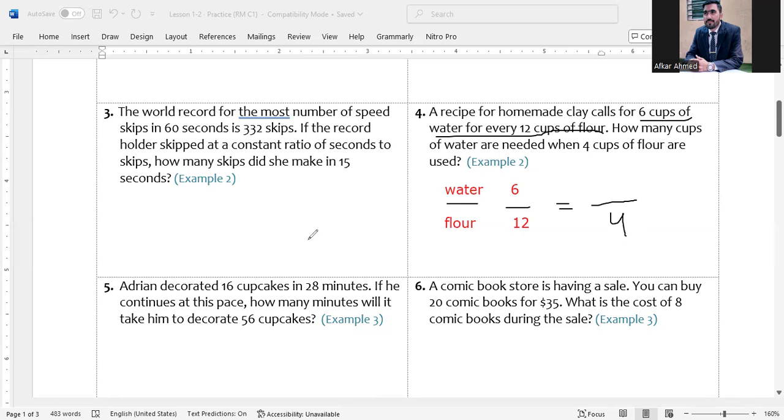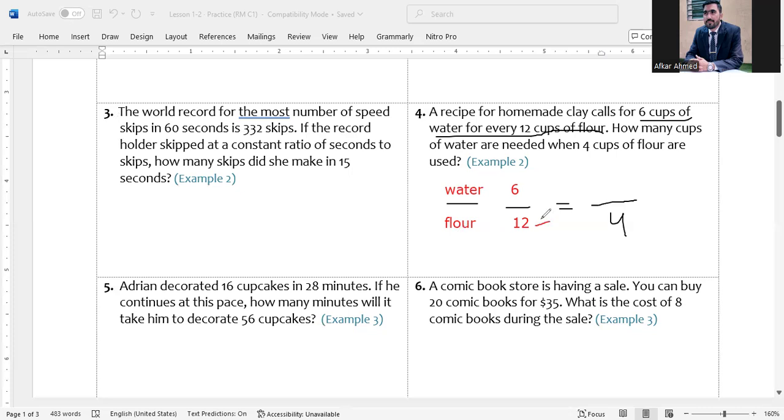Now the problem is here we have the number 12 and 4. We want to find the relation between them. But it's not possible. If we multiply 12 by 1, it will give us 12, not 4. 12 by 2, it will not give us 4. So we are moving from bigger number to the smaller one. And if you want to move from bigger to smaller, you have to divide.